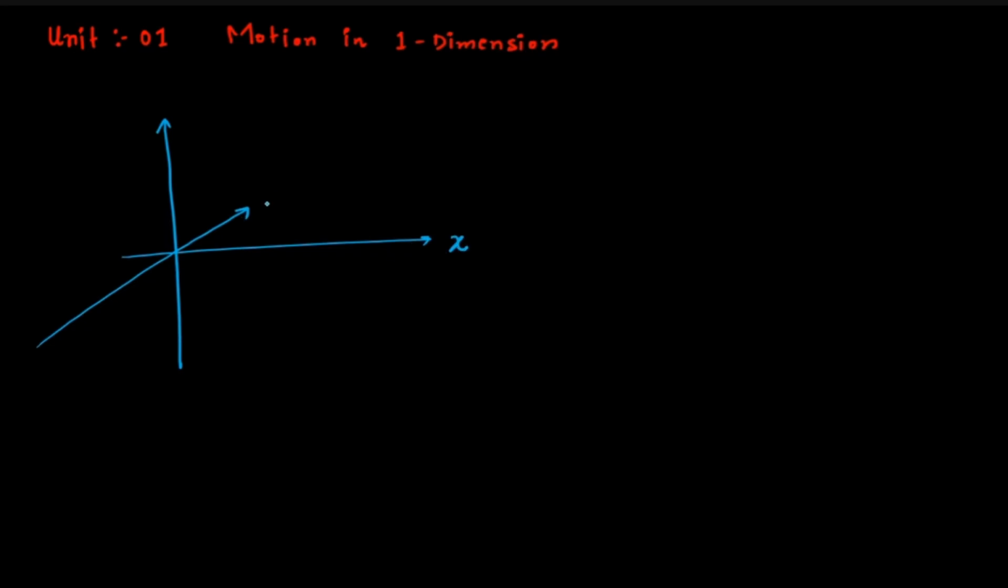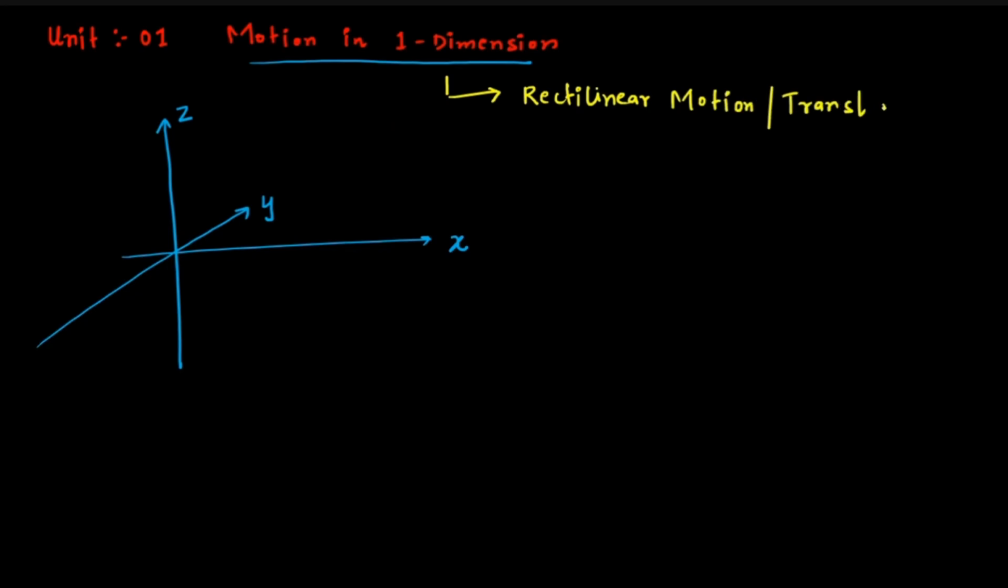This we can call X, this we can call Y, this we can call Z. So whenever the particle is performing motion along one particular axis, that comes under motion in one dimension. Now, this is categorized into two different types. The first is motion along x-axis. Specifically, it is called rectilinear motion. You must have heard this term in the class. And sometimes we also call it translatory motion or translational motion.